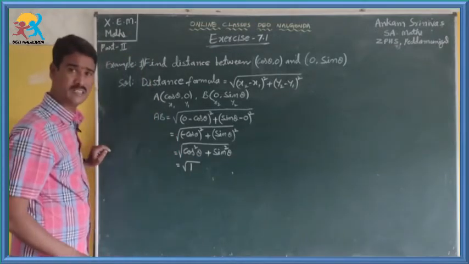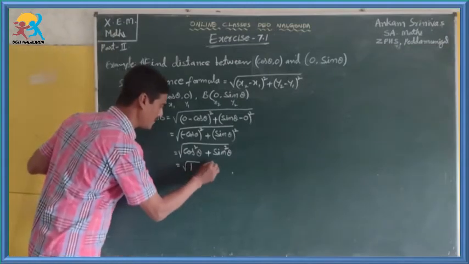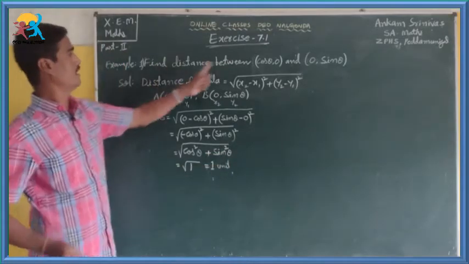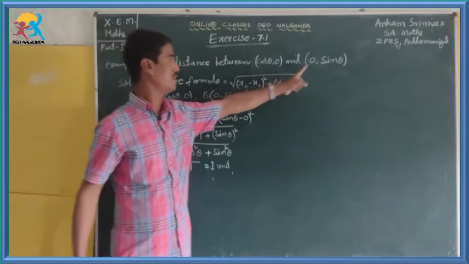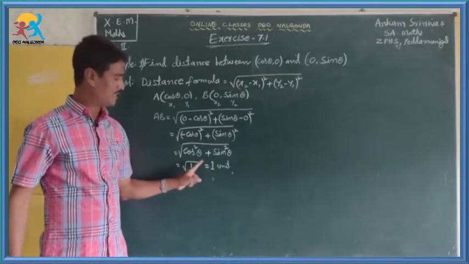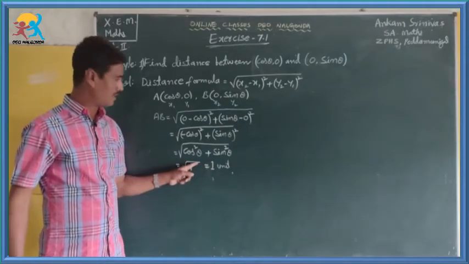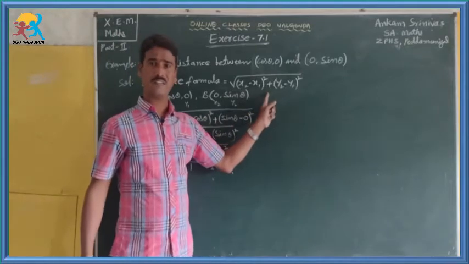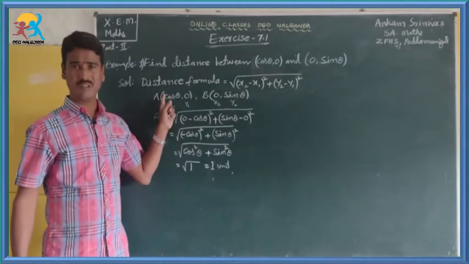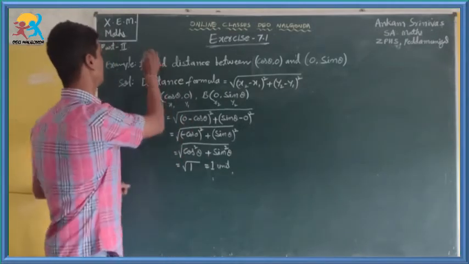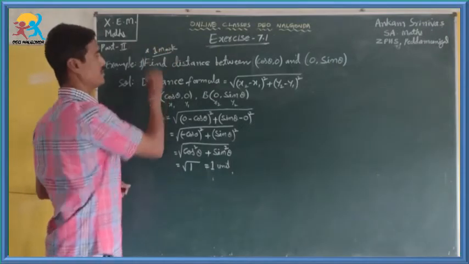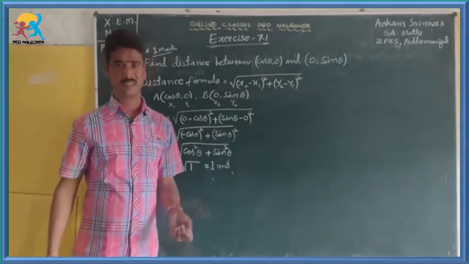What is the square root of 1? 1. Okay, this is 1 unit. So the distance between (cos theta, 0) and (0, sin theta) becomes 1. Like that, it is not from our textbook problems. Depending on the formula, we will get different types of problems in public examinations. This is one of the important questions. This is a 1 mark question that we will get in examinations.